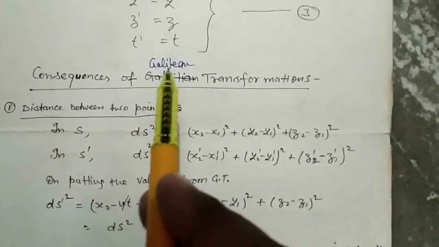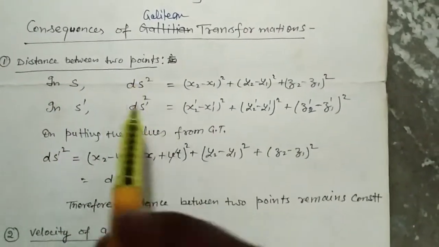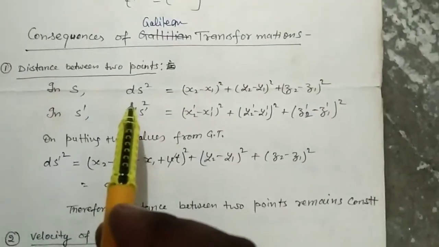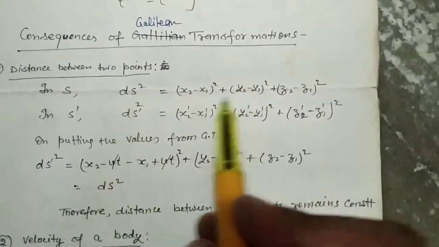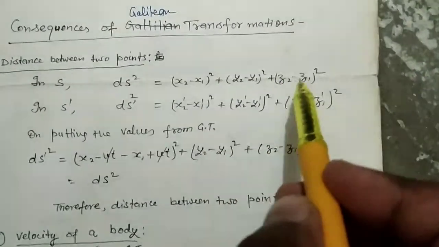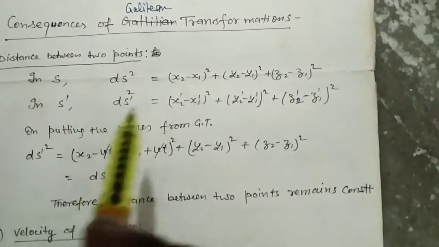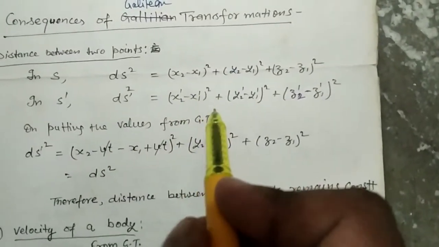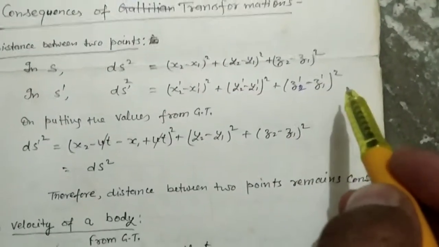Now the consequences of Galilean transformations. Number 1. Distance between 2 points. In frame S, the distance between 2 points is defined by ds square, that is the square of the distance, is equal to x2 minus x1 whole square plus y2 minus y1 whole square plus z2 minus z1 whole square. Also in frame S dash, ds dash square is equal to x2 dash minus x1 dash whole square plus y2 dash minus y1 dash whole square plus z2 dash minus z1 dash whole square.